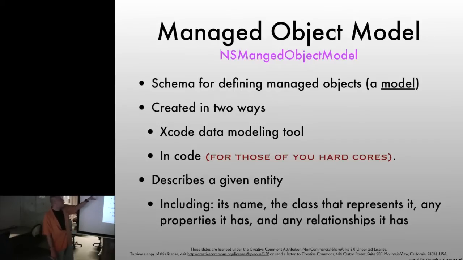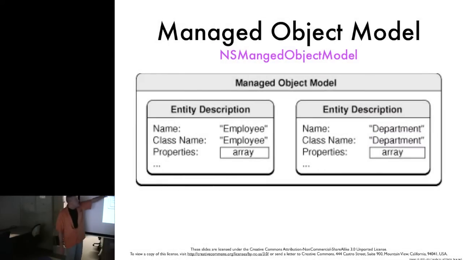So the model describes each entity and describes the relationships that it has, along with the classes that are associated with each one of those entities, and any additional properties that your managed object class may have. So this is our entire model. We're modeling the HR portion of a store, and we have two entities. We've just got a department and we've got an employee. That's it.